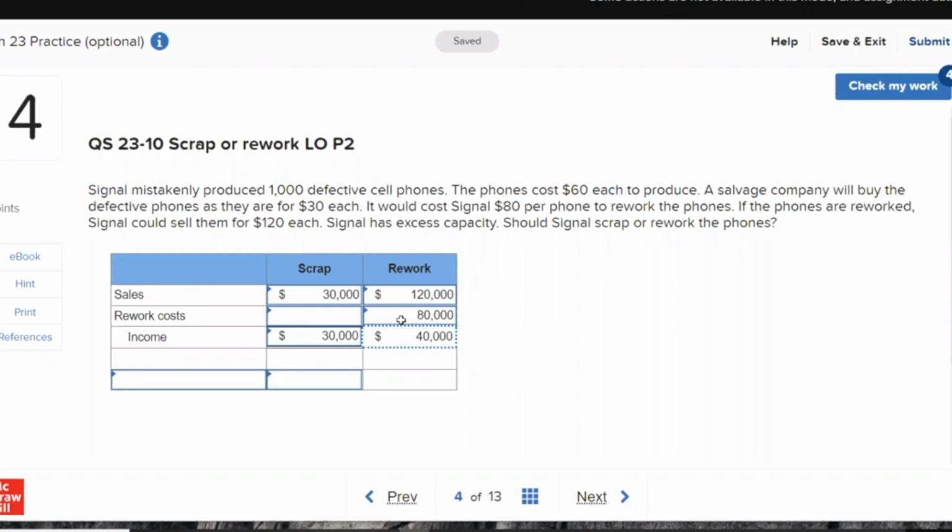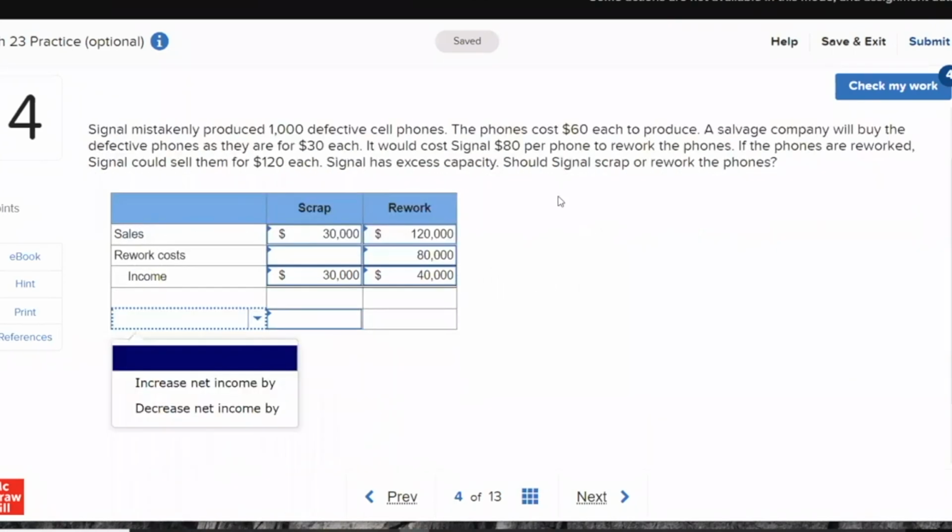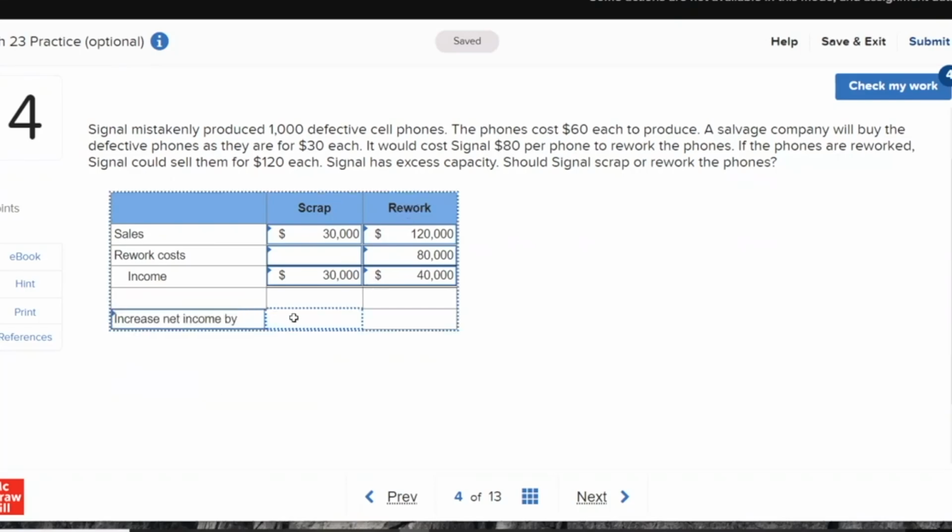It does cost us 80,000 to rework them. That's a lot of money, right? But we're going to make so much more, like 4 times as much, right? To me, the choice is to rework them. See, that's what we're thinking about doing, right? Reworking them would increase net income by $10,000.